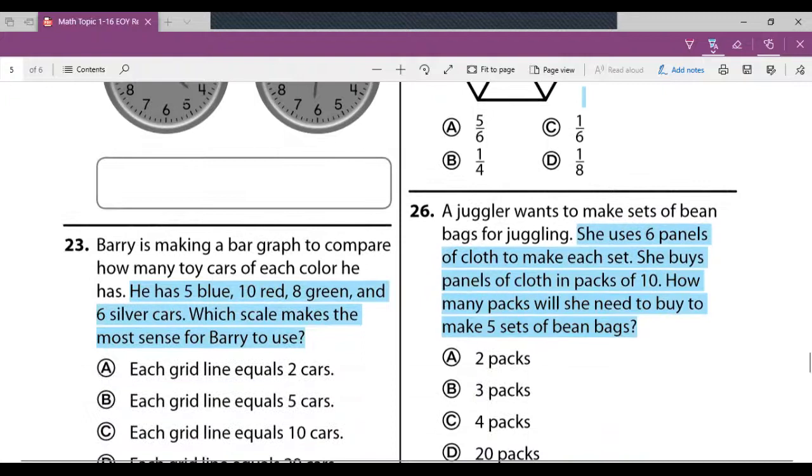Next question, take a deep breath. We are at our last question here, and I know it's a lengthy word problem, but we're gonna get through it, okay? Number 26, a juggler wants to make sets of bean bags for juggling. She uses 6 panels of cloth to make each set. She buys panels of cloth in packs of 10. How many packs will she need to buy to make 5 sets of beanbags? Now, I know that's a lot of information, so we need to circle back to the word problem. That is perfectly okay.